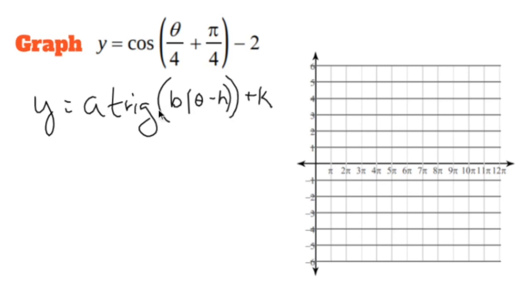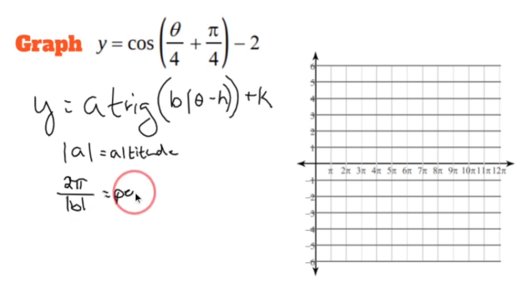Now, what's what? A, or better yet, the absolute value of A, is the altitude. That's how tall my picture is. I had a previous problem where the only thing I had to worry about was the altitude. Here, the only thing I don't have to worry about is the altitude. What's B stand for? B is the period, but the way you find the period is you take 2 pi and divide it by the absolute value of B. That's my period. That's where everything repeats, okay?